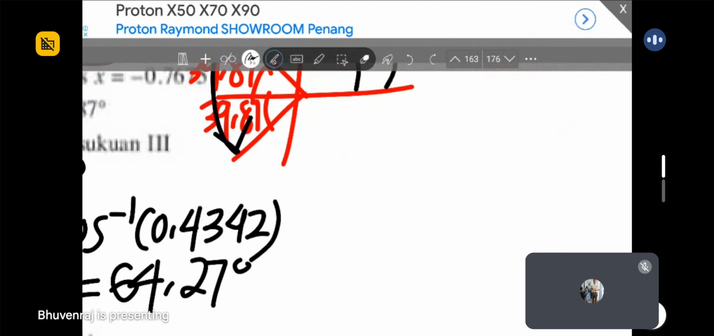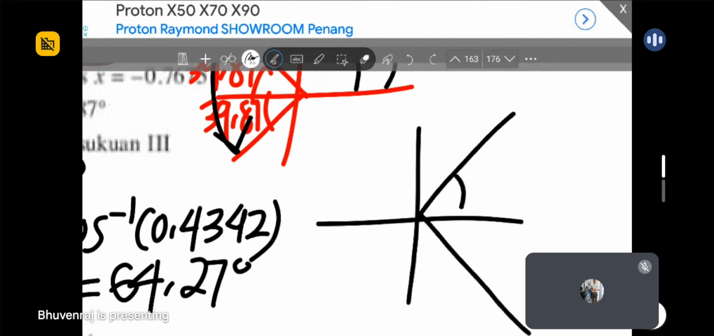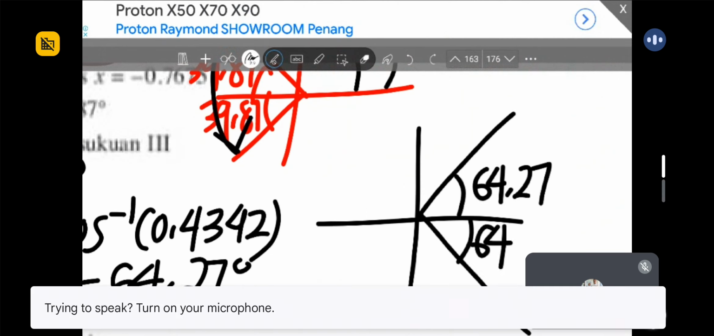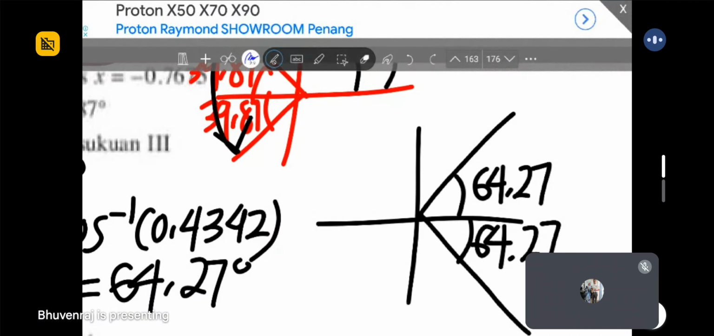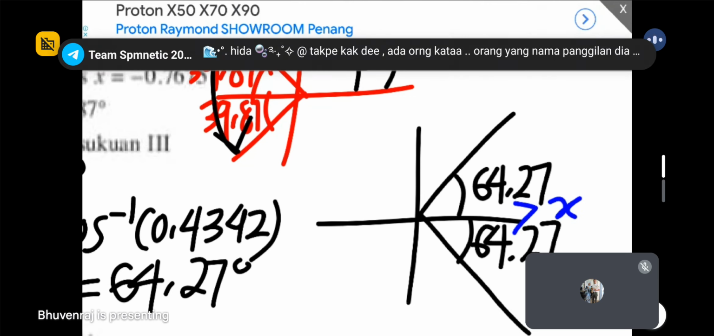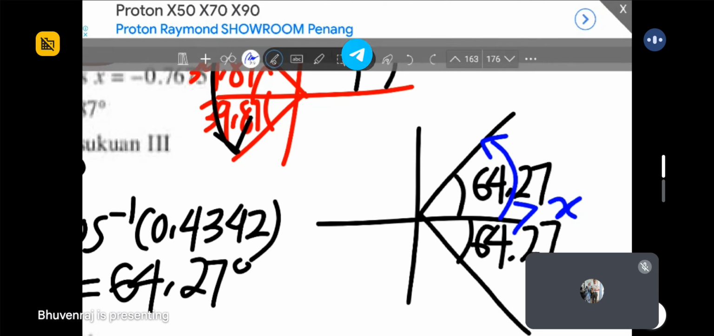Selalu kena lukis sukuan kalau nak senang faham. Okay, so this one is in quadrant 1 and quadrant 4. So 64.27. Always remember your reference angle must stick to the x-axis. Okay, sudut rujukan kena cantum dengan paksi x yang positif. Okay, positive x-axis. Okay, so how you measure the angle? This is the first angle. This is the second angle.